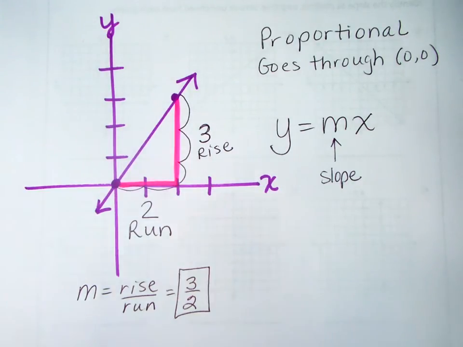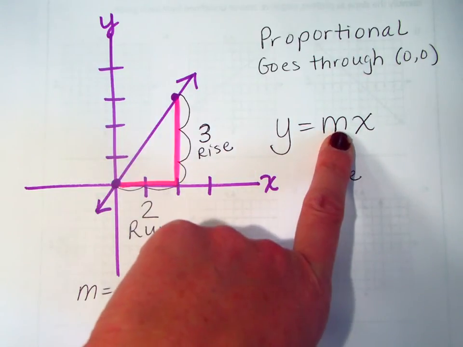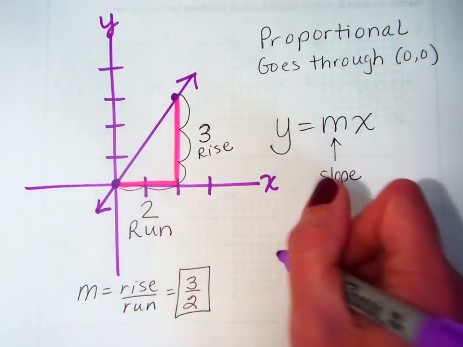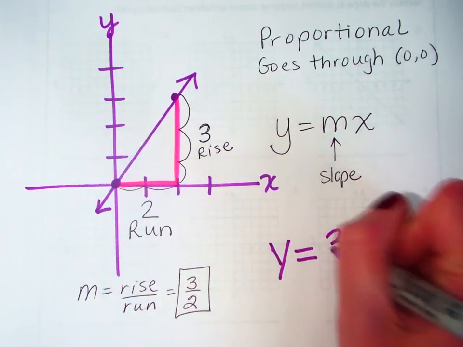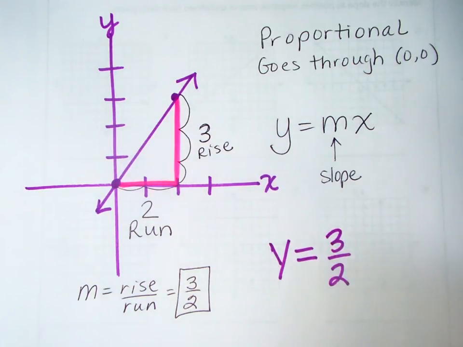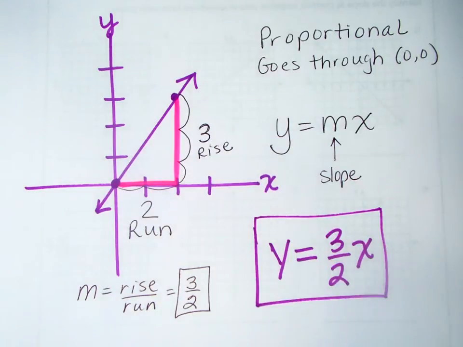So we're going to follow that same format. We're just replacing the m with our slope now. So it's going to be y equals 3 over 2 x. So it's just that one more step, taking your slope, putting it in the equation. All right. You guys okay on that one?